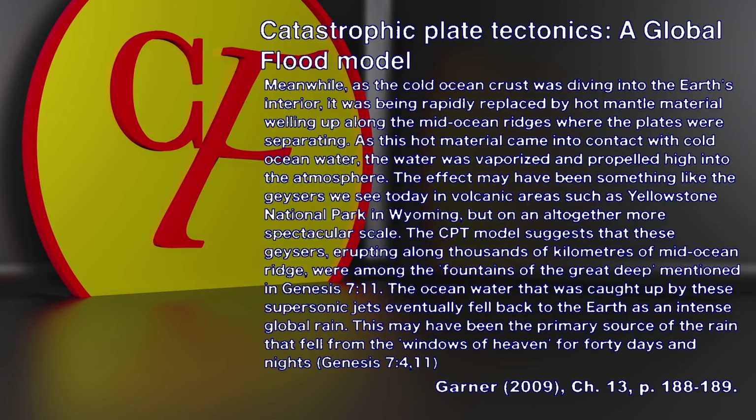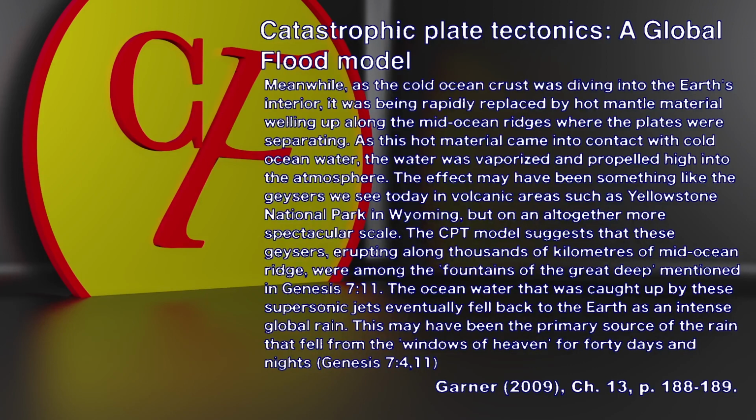And then, the third part: meanwhile, as the cold ocean crust was diving into the Earth's interior, it was being rapidly replaced by hot mantle material welling up along the mid-ocean ridges where the plates were separating. As this hot material came into contact with cold ocean water, the water was vaporized and propelled high into the atmosphere. The effect may have been something like the geysers we see today in volcanic areas such as Yellowstone National Park in Wyoming, but on an altogether more spectacular scale.